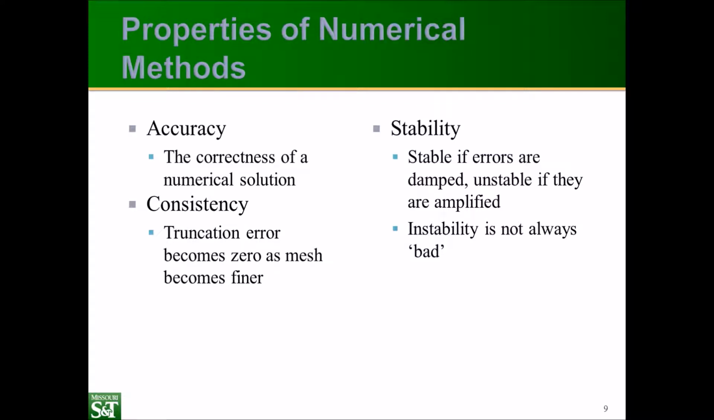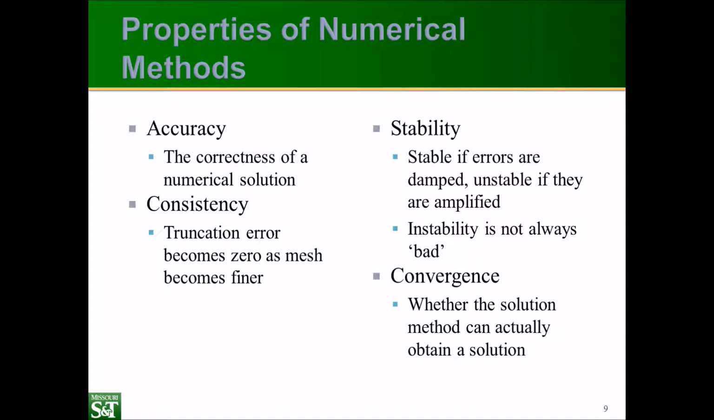We also need to look at convergence, which is whether the solution can actually obtain a solution. Whether your algorithm can actually come up with something that has meaning. Just because a CFD solution converges does not mean that it's accurate. We have to look at accuracy, consistency, and stability as well. So just because you get a solution doesn't mean it's the right solution.